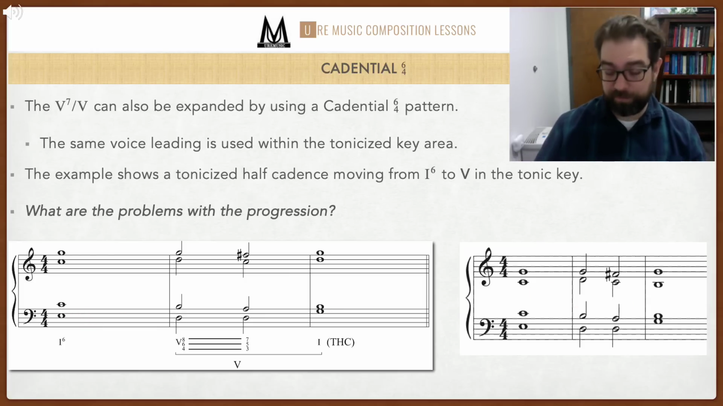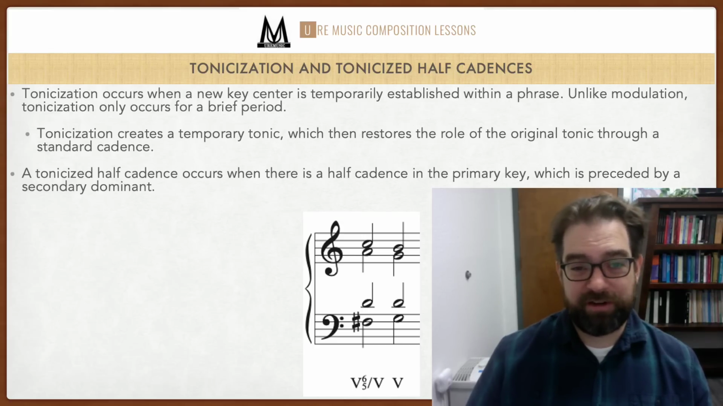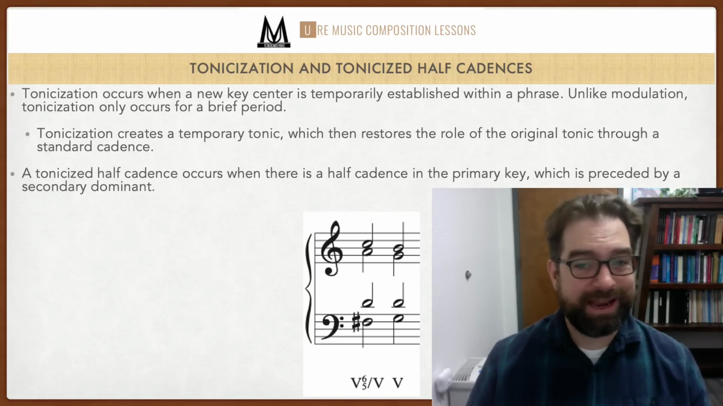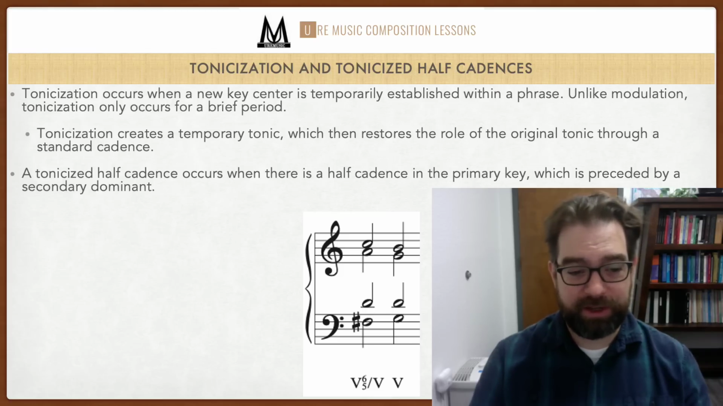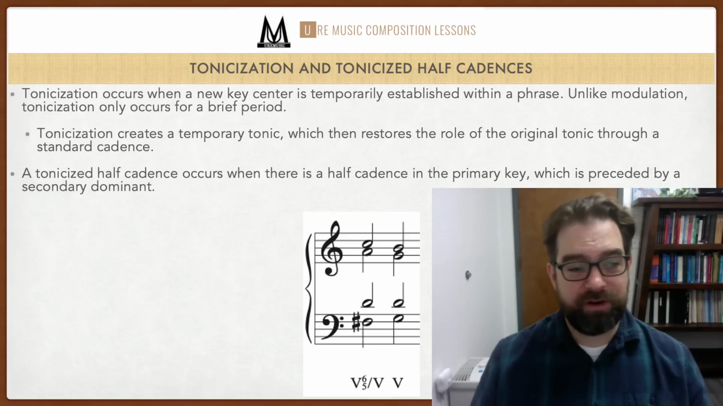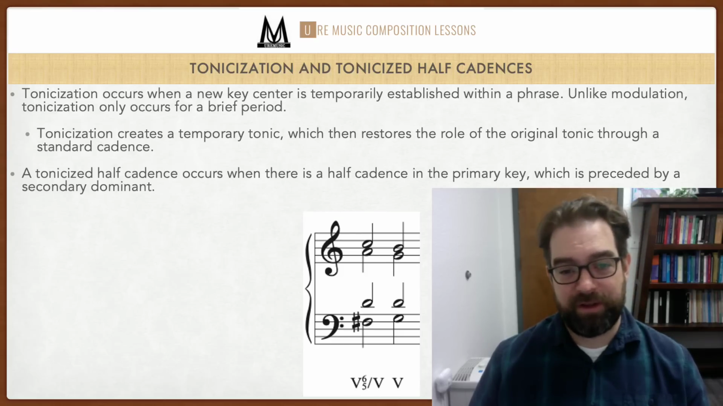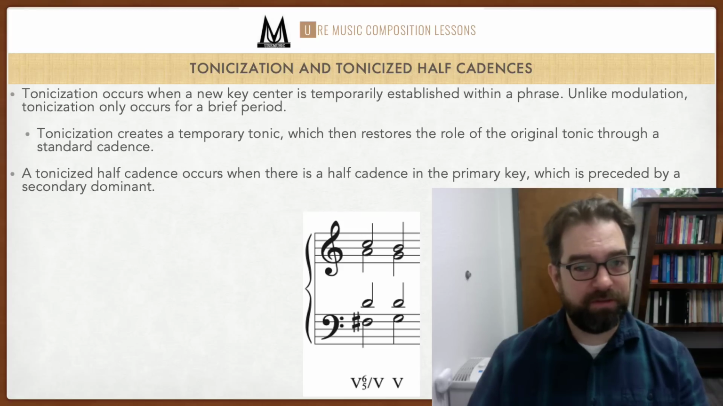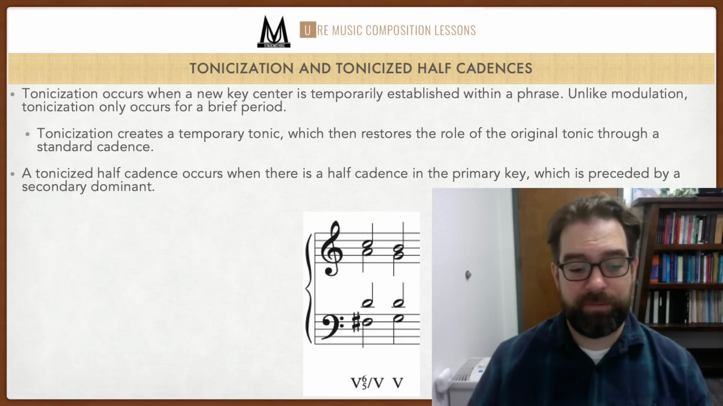So now we're going to talk a little bit about tonicization and tonicized half cadences. I have been talking about this throughout the lecture, but now we're going to get a little more official. So tonicization occurs when a new key center is temporarily established within a phrase. It usually occurs at the end of the phrase towards the cadence. So unlike a modulation, the tonicization only occurs for a brief period.